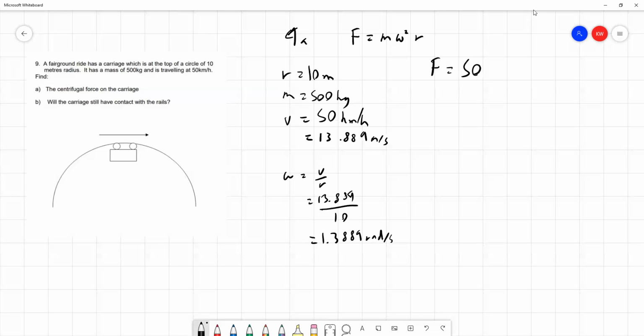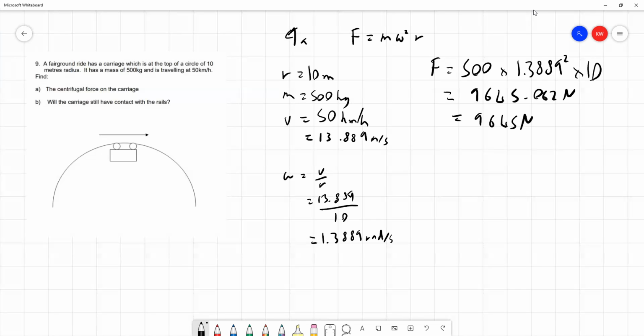So we now have everything we need to solve part A. Force is equal to mass times omega squared times the radius. Putting that into our calculator, we come out with an answer of 9645.062 newtons. And in the course notes, they just give the answer 9645, which I suppose is good enough in this sort of scale of answer. So that's part A, 9645 newtons.